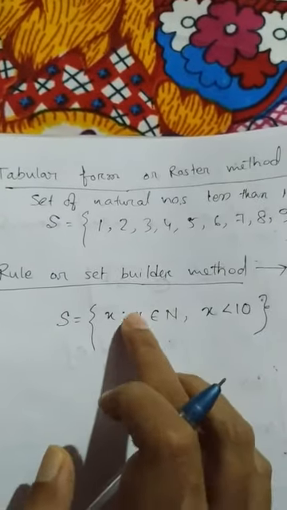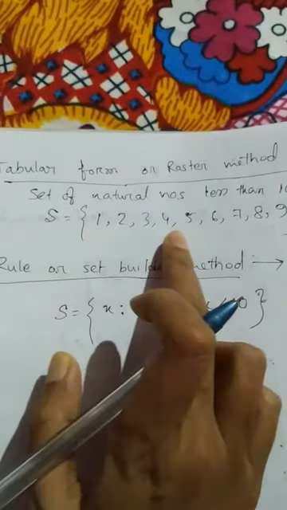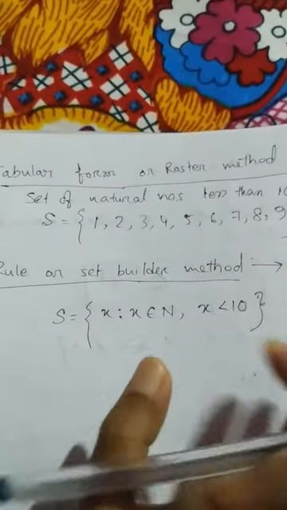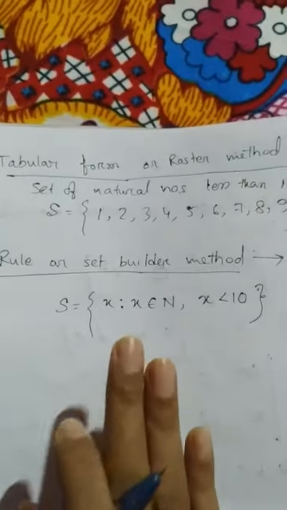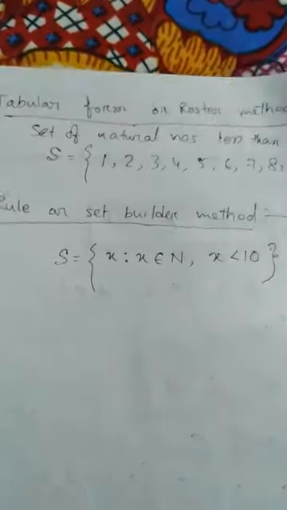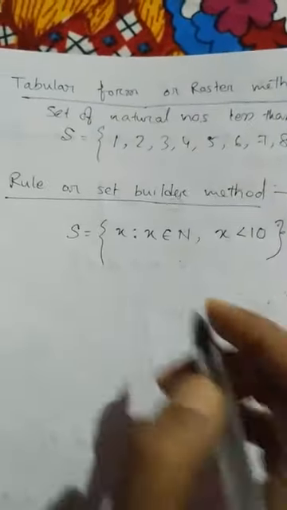Natural numbers, we know, start from 1 only. So 1, 2, 3, 4, 5, 6, 7, 8, up to 9. This form of writing any set is called the rule method or set builder method.